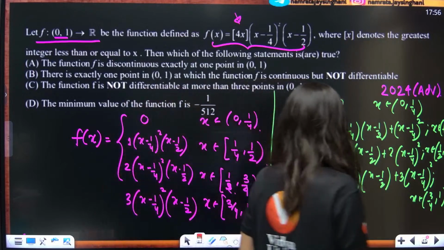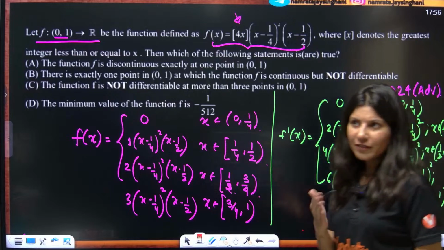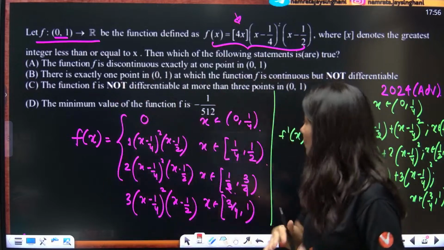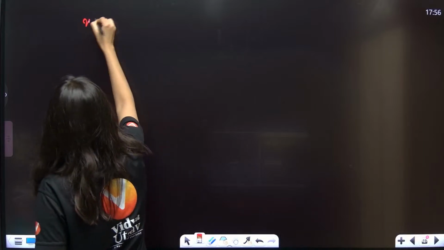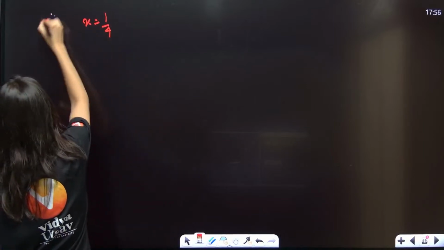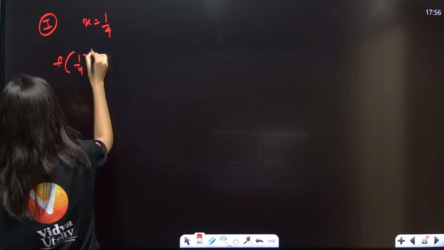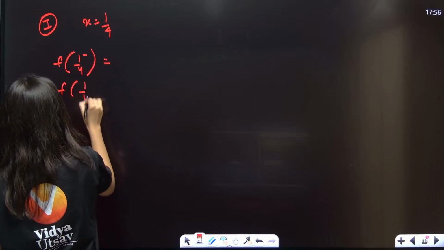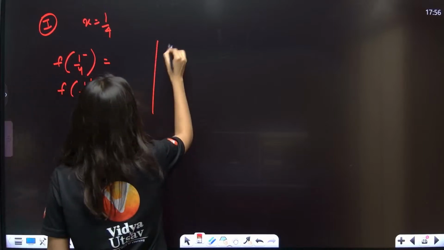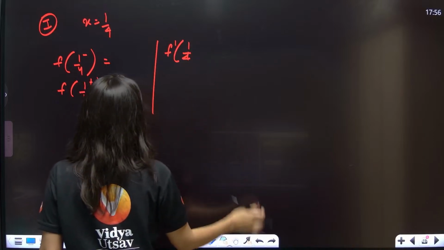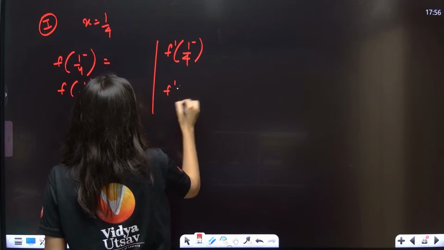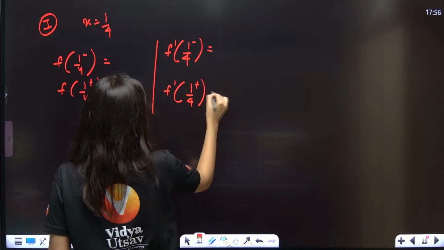Now just tell me one thing: what are the doubtful points of continuity and differentiability between 0 to 1? Obviously the doubtful points will be 1 by 4, 1 by 2 and 3 by 4. So 3 points I am going to take over here. First, x equals to 1 by 4: you need f of 1 by 4 minus and f of 1 by 4 plus, along with f dash 1 by 4 minus and f dash 1 by 4 plus.